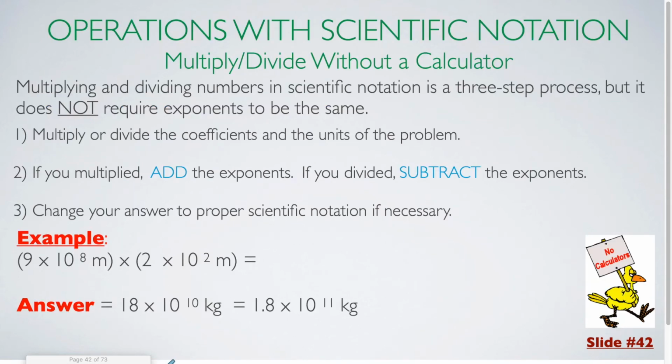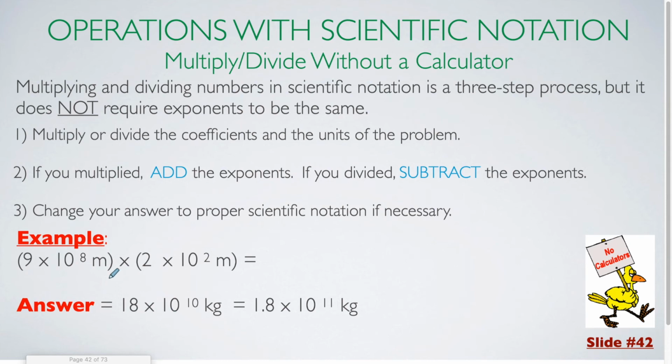All right, next, we are going to be covering multiplication and division of scientific notation. Multiplying and dividing numbers in scientific notation is a three-step process, but it does not require that the exponents are the same. So we're not going to have to slide over our decimals and change our exponents in the beginning like we did before. Your first step is to multiply or divide the coefficients and the units of the problem. Then, if you multiplied, you're going to add the exponents, and if you divided, you're going to subtract the exponents. Finally, you're going to change your answer to proper scientific notation if it is necessary.